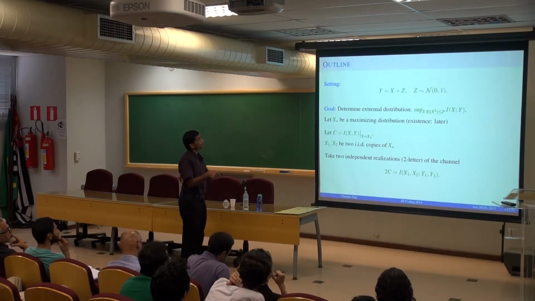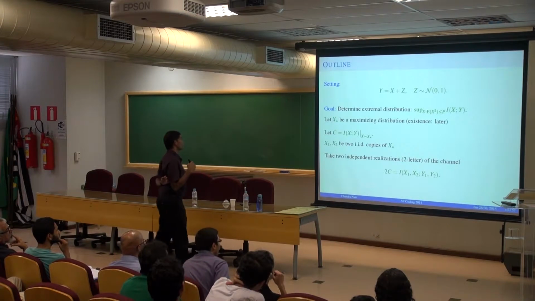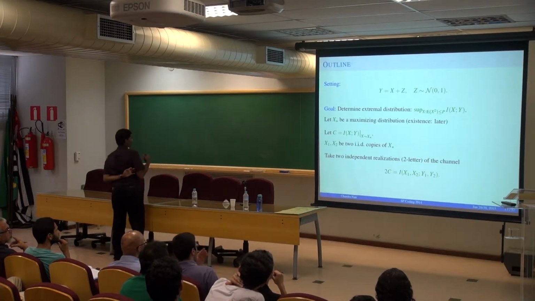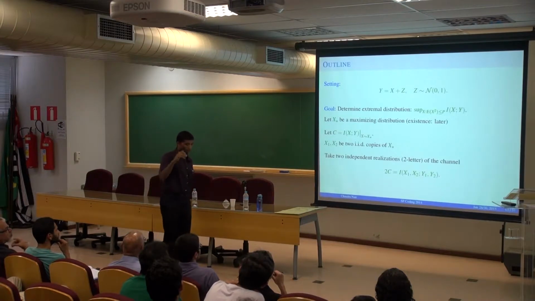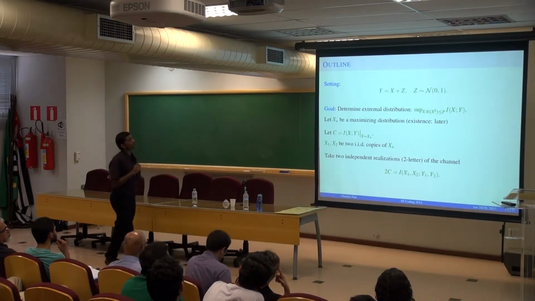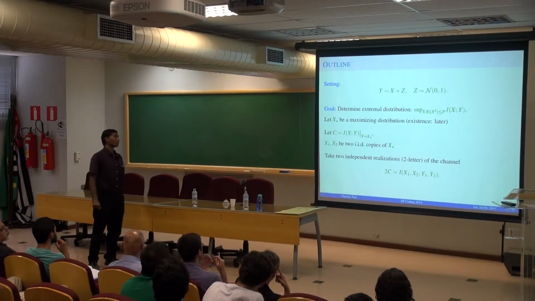and I want to determine the extremal distribution which maximizes I(x;y). Let me call the maximizing distribution x star. I will show you why it exists later, and I will not show you for the rest of the problem why they exist, but you can argue that. Sometimes the argument is not easy, but that's not part of this.